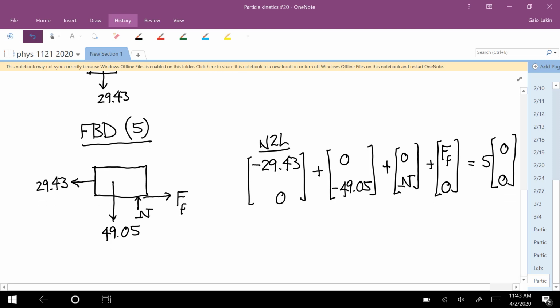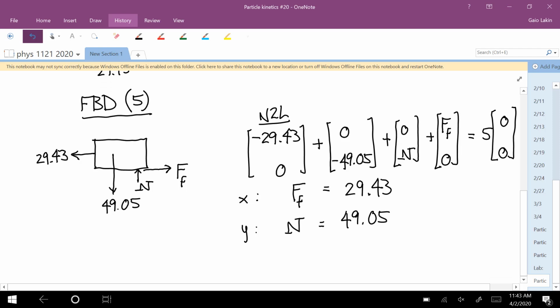Okay, so what do we get? We have two equations. The x equation tells us that the force of friction required to keep this at rest is 29.43. The y equation tells us that the normal force is equal to 49.05. Okay, so now does it move or not? We know that if it's not going to move, the friction has to apply a force of 29.43. So now we just have to compare that to the maximum.